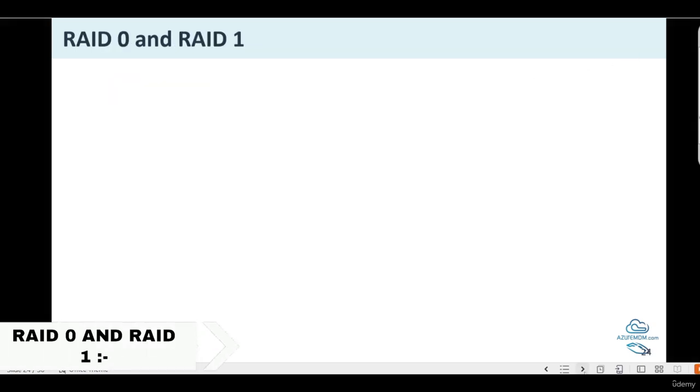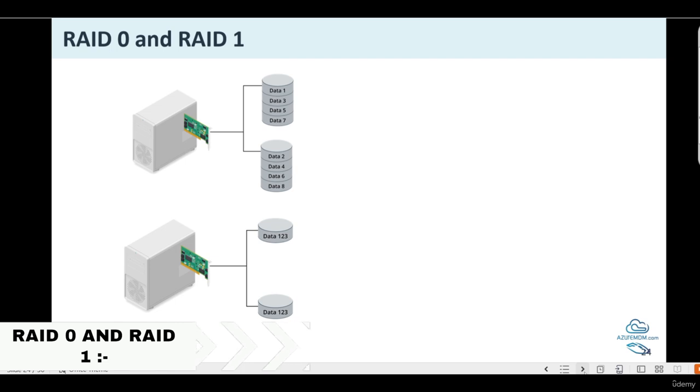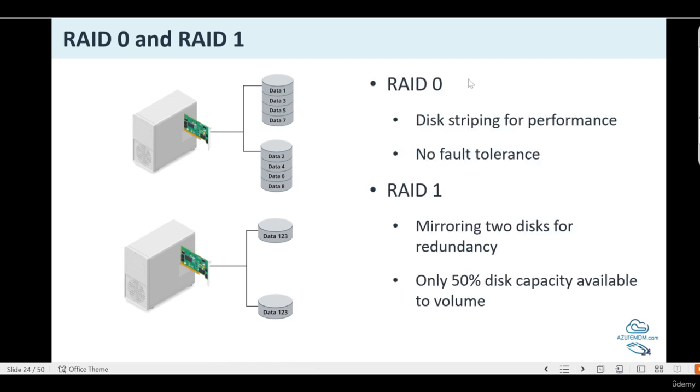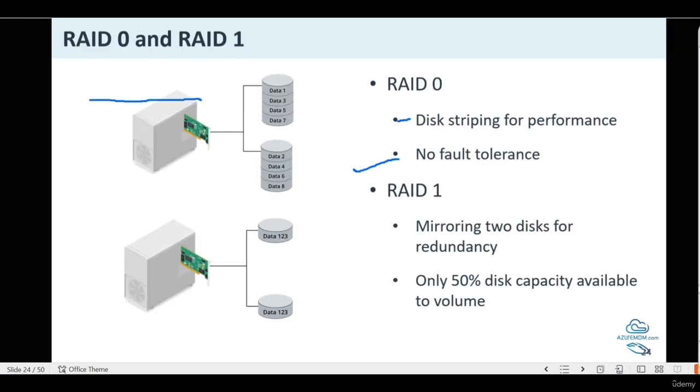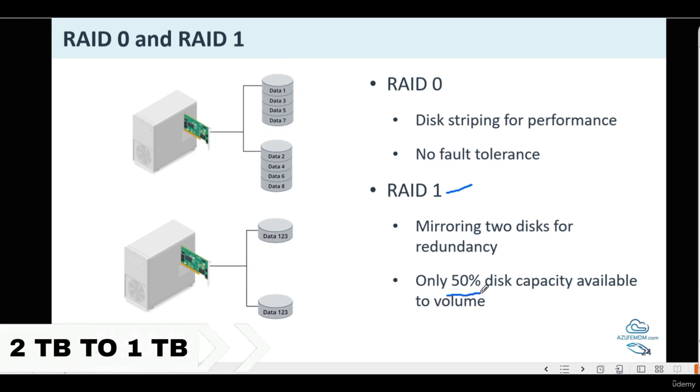RAID 0 and RAID 1. So now we will understand RAID 0 and RAID 1. RAID 0 combines disks to boost speed by splitting data, but if one disk fails, all data is lost, so no backup. RAID 1 duplicates data in two disks for safety, which we call mirroring, but usable storage is only half the total. For example, 2 TB becomes 1 TB.